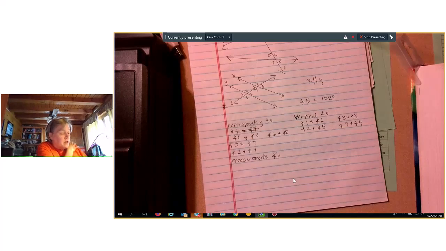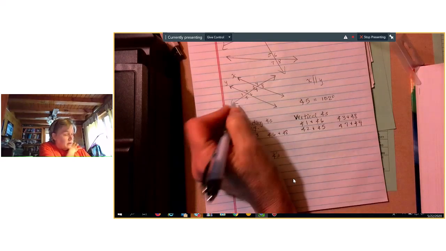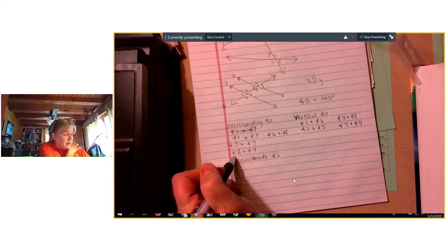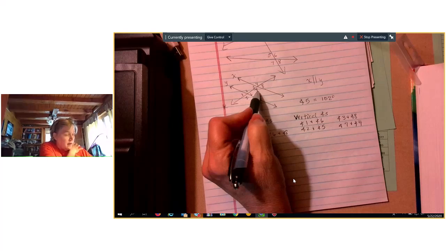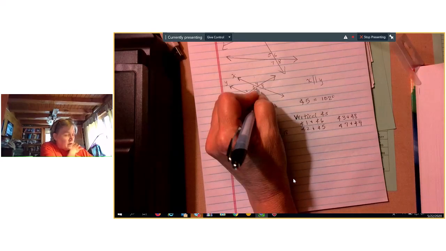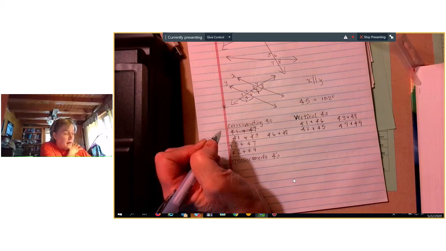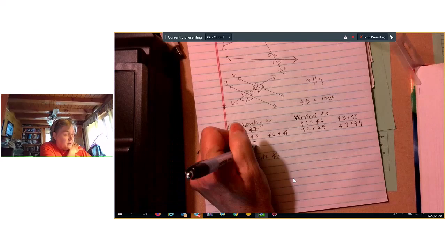Let's finish this up. If angle 5 is going to be 102 degrees, and I can look here and see that my corresponding angle to angle 5 is angle 7, so I know that if this is 102 degrees, then this angle also is going to be 102 degrees. So I can get this from my corresponding angles.